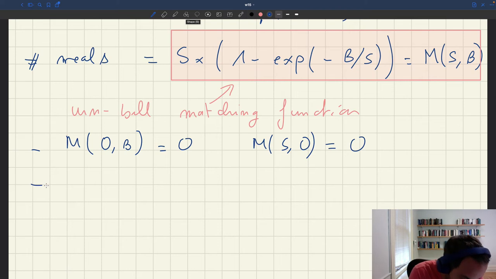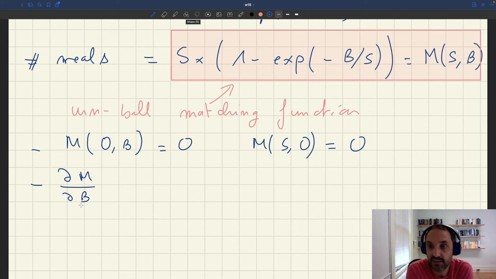Then we can look at whether the function is increasing or decreasing in its arguments. The easiest one is to look at the derivative of the matching function with respect to the number of buyers. If the number of buyers goes up, minus B over S is going to go down. Exponential of minus B over S is going to go down, but minus exponential of minus B over S is going to go up, and as a result, the matching function is going to go up. So here we can see that the matching function is increasing in the number of buyers.